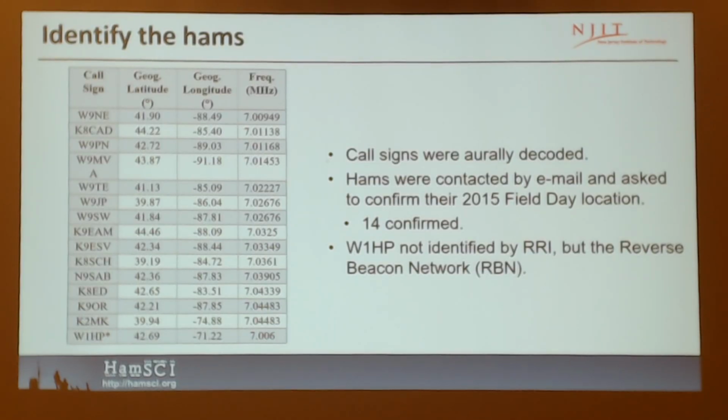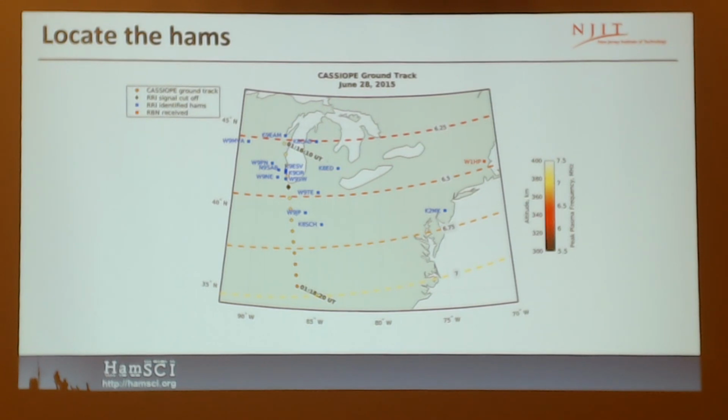And the next thing we did was we put them on a map. So now this is the same map. This is North America. This is where we started our track and went south. And these blue little squares are where all these hams were located at the time. We had one that was way over on the East Coast. We did confirm we received this while we were over the Chicago area, which is kind of neat. But most of them are clustered right over about the first 30 seconds of our path.